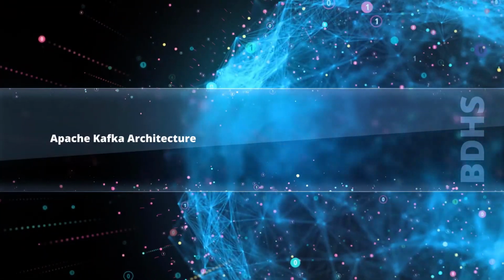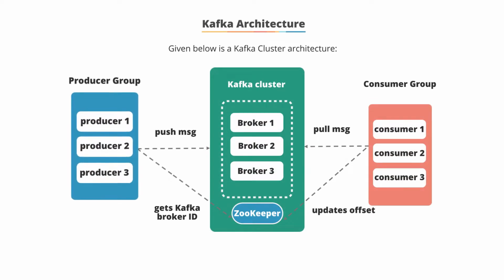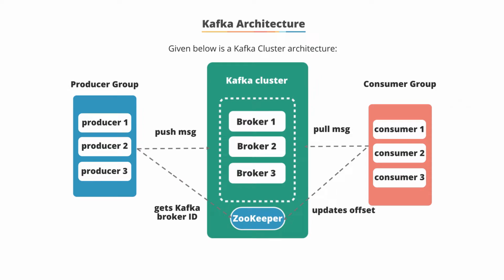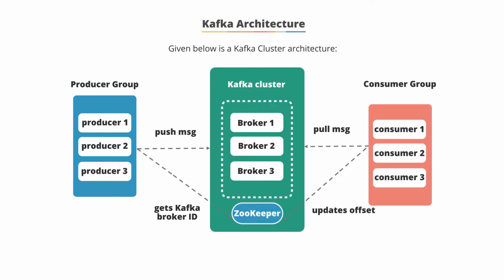Apache Kafka architecture. Here we see a Kafka cluster architecture diagram with producers on the left, the cluster with brokers in the middle, and the consumer groups and consumers on the right. The broker in Kafka typically consists of multiple brokers in order to maintain a load balance.